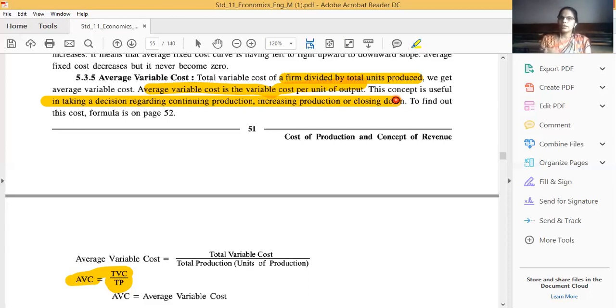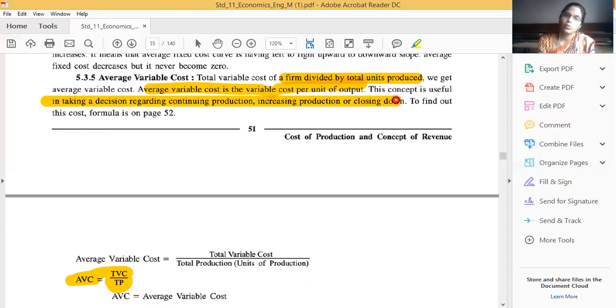During this time period, we will continue the production. This type of decision is taken by the producer, and this concept is useful for deciding whether to continue the production, increase the production, or stop the production.